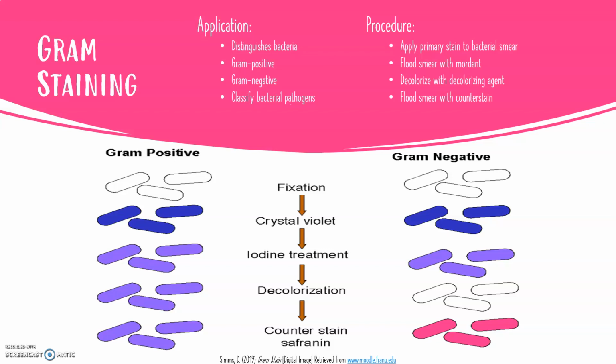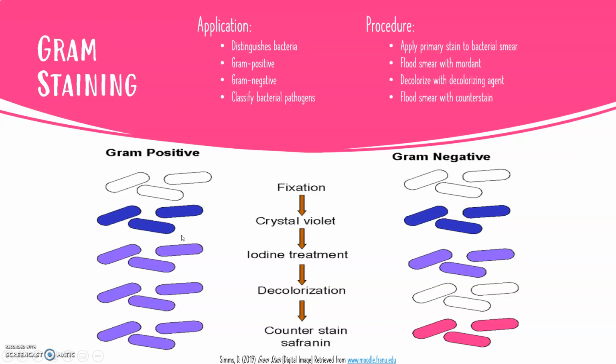The decolorizer will remove any stain that did not bind to the specimen cell wall. Finally, you will add the counterstain, which will stain the cells that were decolorized or did not retain the primary stain. So here you can see the step-by-step procedure for both gram-positive and gram-negative.